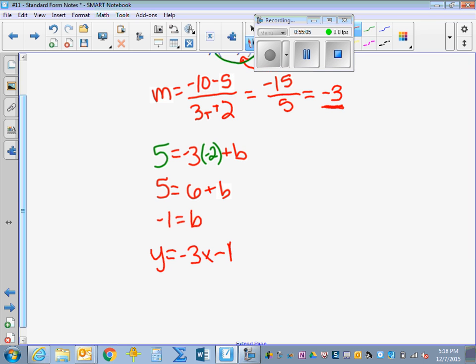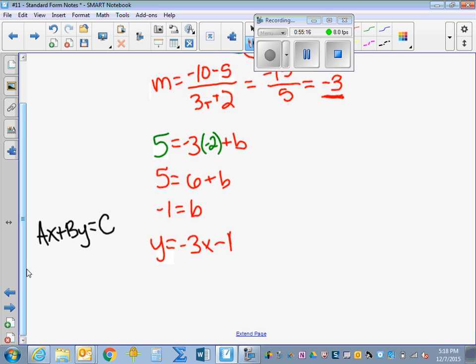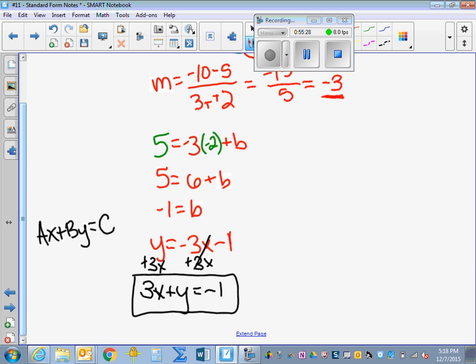And we have to get it in standard form. These are one of our longer ones. ax plus by equals c. Alright. Need to move our x over, so plus 3x. Oh, this one went faster. So 3x plus y equals negative 1. Leading coefficient is positive. No fractions, no decimals. 4 down.